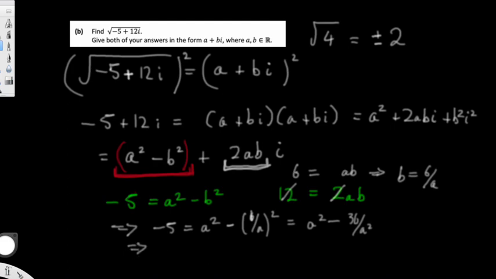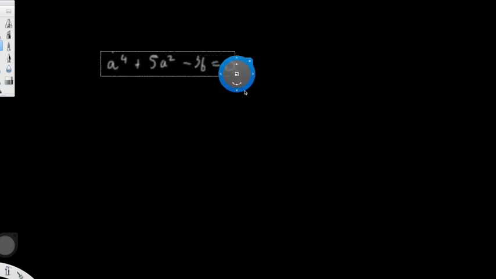And then you multiply across, so that's minus 5a squared is equal to a to the power of 4 minus 36. And this tells us, if we bring everything to the one side, that a to the power of 4 plus 5a squared minus 36 is equal to 0. Now, if we take this to a new page and just work at this, what we have is a quadratic, well, it's to the power of 4, but it's a quadratic in a squared.